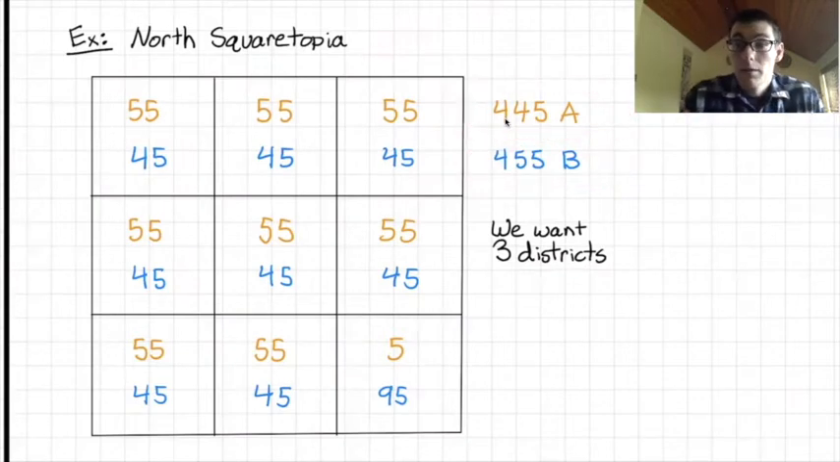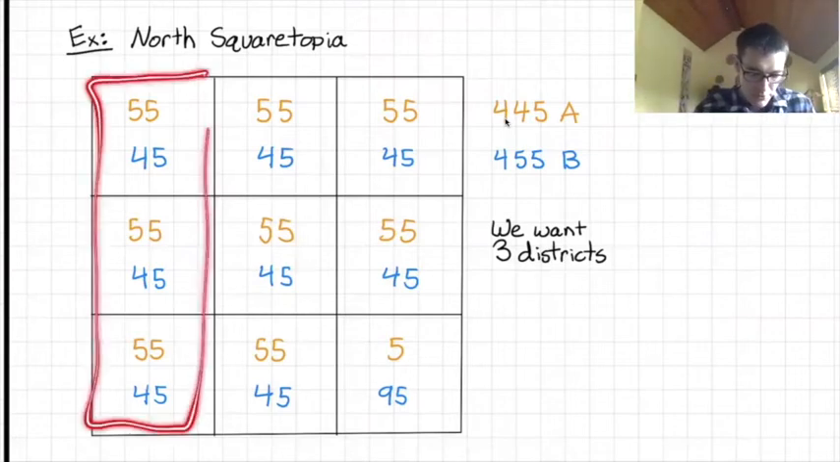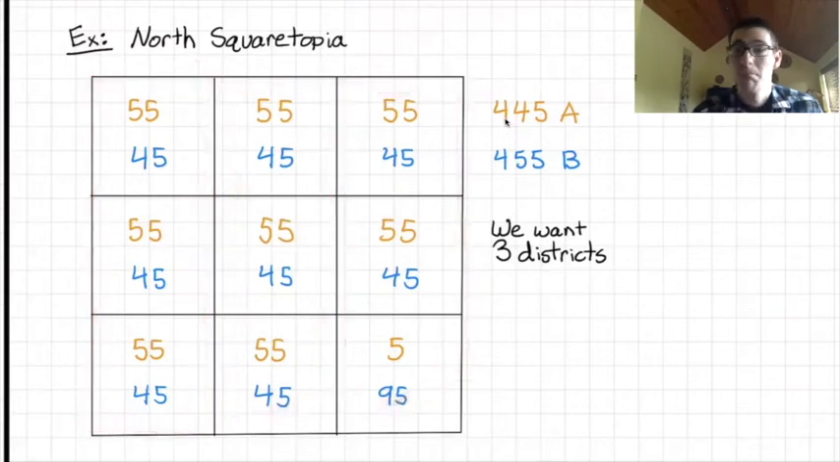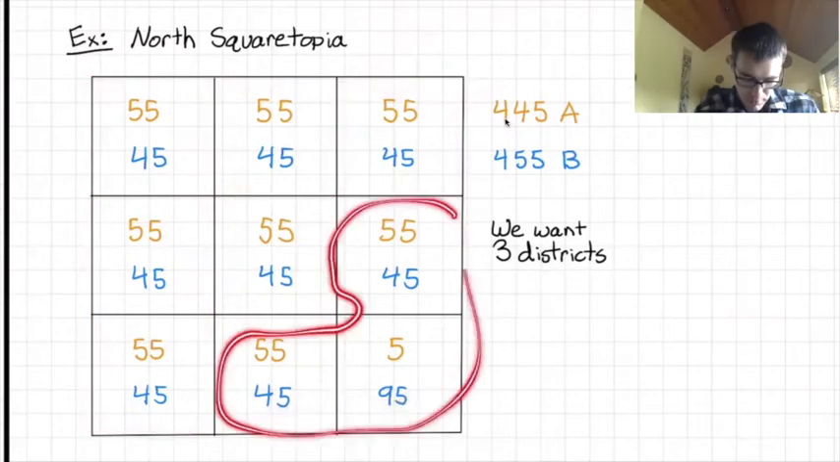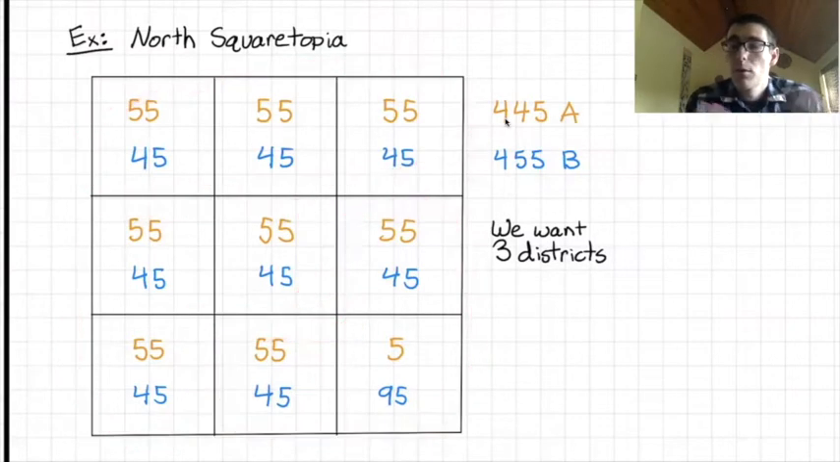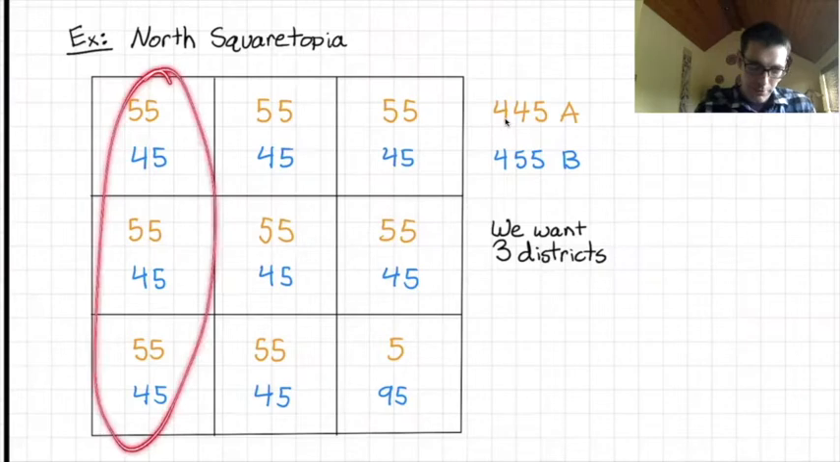So if we're the map drawers and we get to choose what the districts look like, we could, for example, say, let's just take the vertical line districts. Maybe these are the way the districts should be drawn. Maybe horizontal, maybe something that looks somewhat like this. There are several different ways of drawing these districts. However, for this particular example, it doesn't really matter how we draw them. Let's take the vertical case.